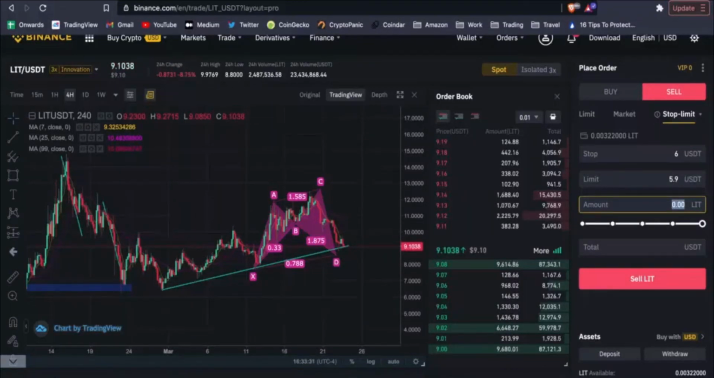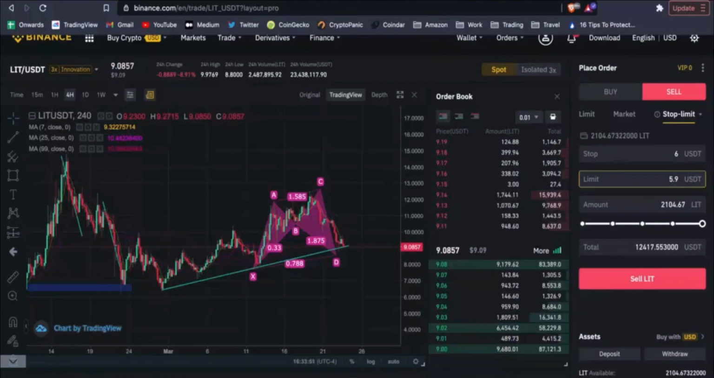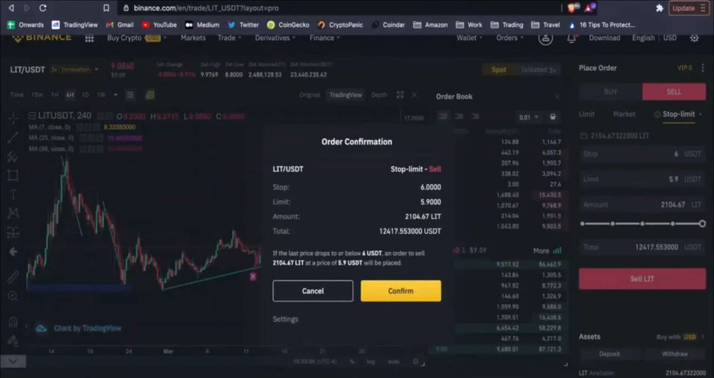all of my LIT. Okay, I believe. There you go. My LIT was in an open order, right? So we have all of our LIT here. Now it's available. We can put it all there, and we can put a stop loss order at 5.9 to sell our LIT. Order confirmation, stop limit sell. The order will trigger at 6, and then we're going to sell at 5.9 or better all of our LIT.